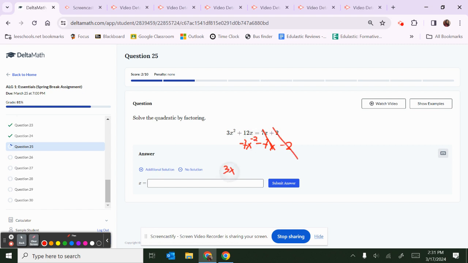The 3x squared, I bring it down. 12x minus 7x would be 5x, okay? The negative 2 you bring down because there's nothing to subtract it from. Take the leading coefficient, slide it to the end. X squared you bring down. 5x you bring down. 3 times negative 2 is negative 6, okay?